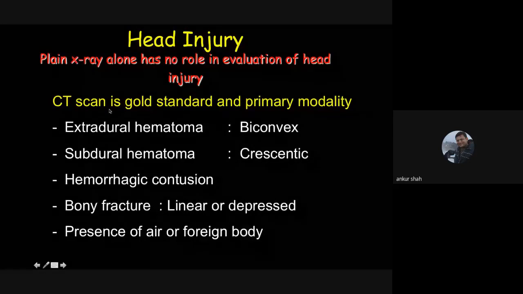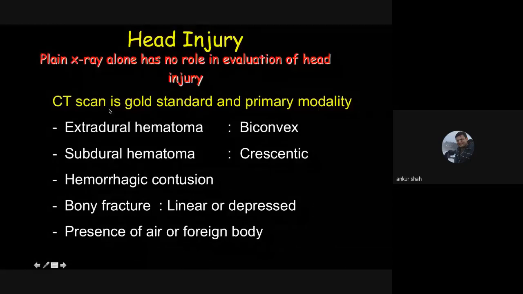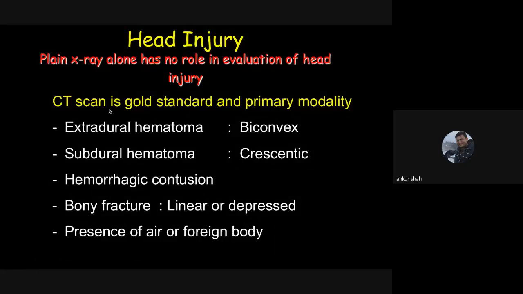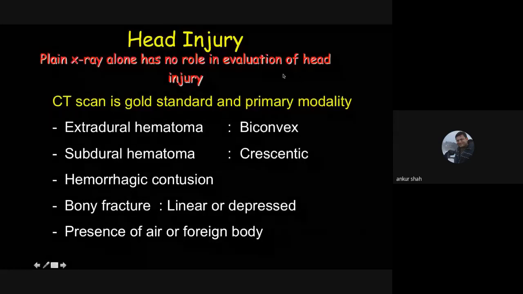Why initially people used to do X-rays? Because CT scan was not available, or in the era of single slice CT scan, where CT scan used to miss certain linear fractures. Now it is not the case. With multi-slice, it can detect even the smallest of fracture also. So CT is the gold standard, and it should be the primary modality for all patients who have head injury.